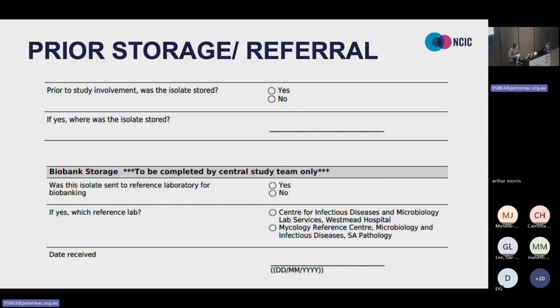And this might need a slight change, but as I mentioned, we'll be piloting this with our local sites to make sure that it all makes sense. But essentially, was this isolate stored where it was originally identified, and if so, at what laboratory, and if it was sent to a reference laboratory, which reference laboratory it was sent to. That will be completed by the central study team. So we'll be liaising with Sarah and with Katrina, and also with Arthur Morris for New Zealand as to whether this particular isolate was received.